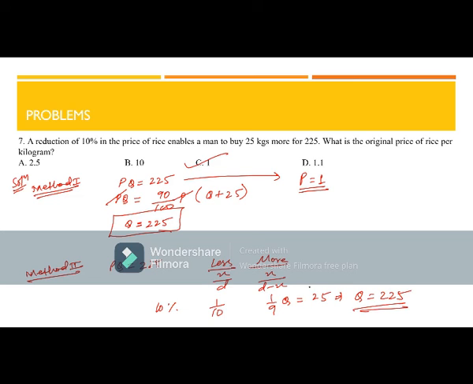So what is the total quantity? 225. If total quantity is 225, we'll substitute here in PQ. So again, it is like P into 225 equal to 225. So what is the value of P? P equal to 1 rupee. So answer of question number 7 is again 1 rupee.